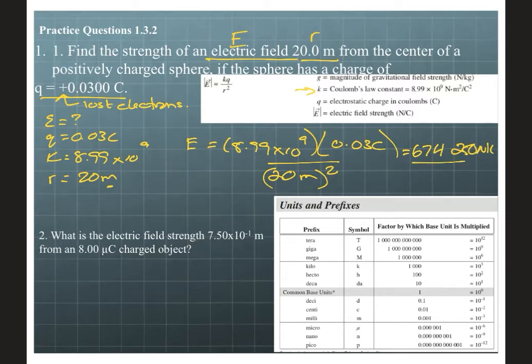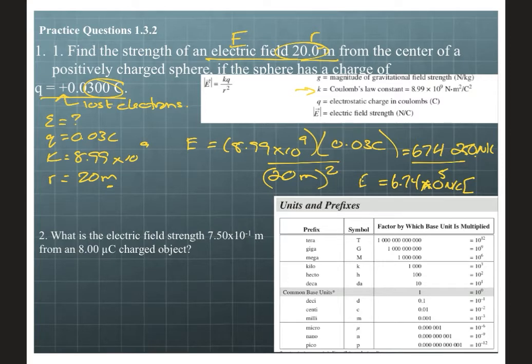Now it is okay to leave this answer as it is, but as always, we're going to try and tidy it up and put it into scientific notation. So if I take a look, the value of 20.0 has 3 sig digs, and 0.0300 has 3 sig digs. So ideally, we're going to put this into a nice scientific notation of 6.74 times 10 to the 5th, because I would have to move that decimal 5 times to the left. And again, this is newtons per coulomb.